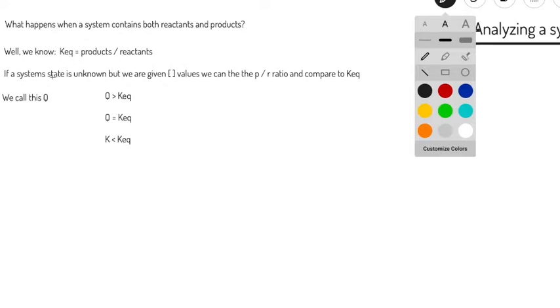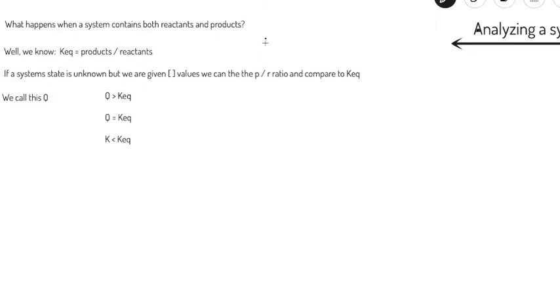So if a system's state is unknown, whether or not it's at equilibrium, but we're given concentration values, we can look at the product to reactant ratio and compare it to KEQ. What we do is we call this Q. Write an equation for this. And that equation would be Q, products over reactants.